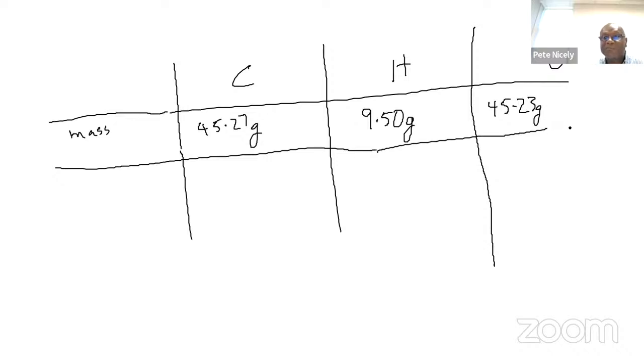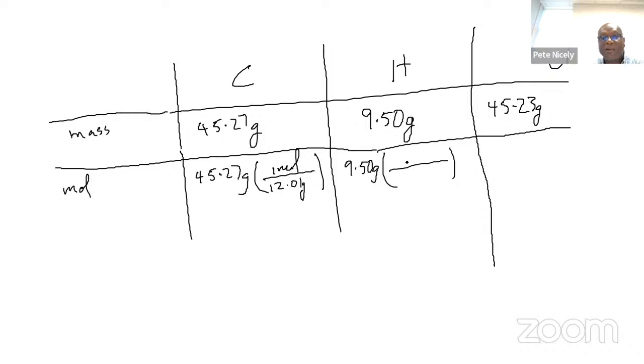And then if you remember what we did in the previous example, we convert each of these to moles. So for moles, we take the 45.27 grams and multiply by 1 mole over 12.01 grams. In the case of hydrogen, 9.50 grams, multiplied by 1 mole over 1.008 grams. And in the case of oxygen, you multiply that by 1 mole over 16.00 grams, all right?